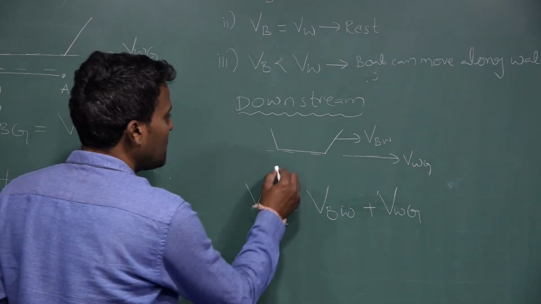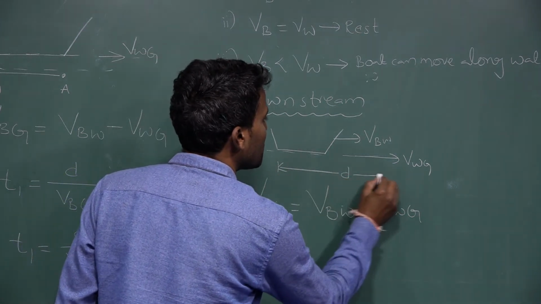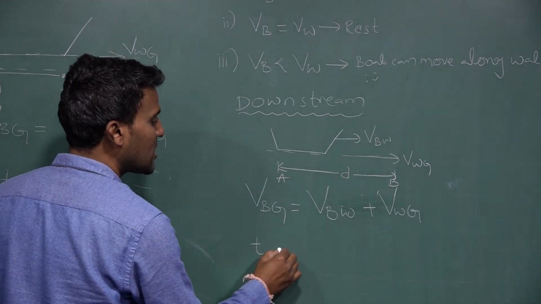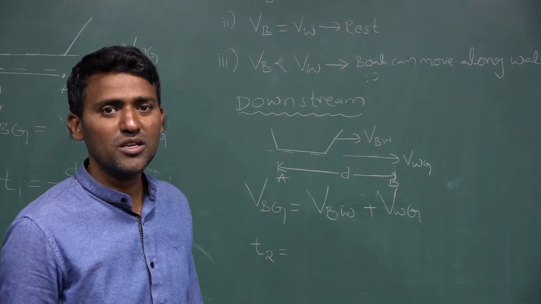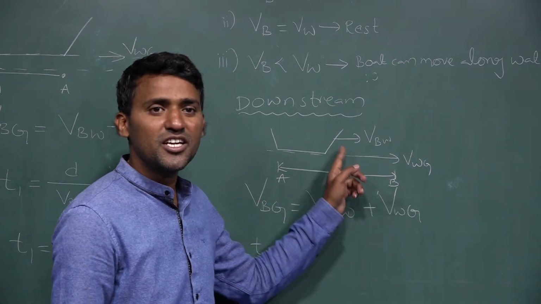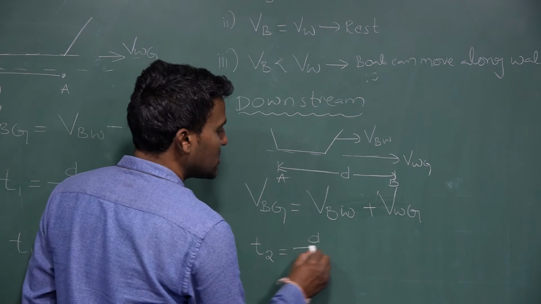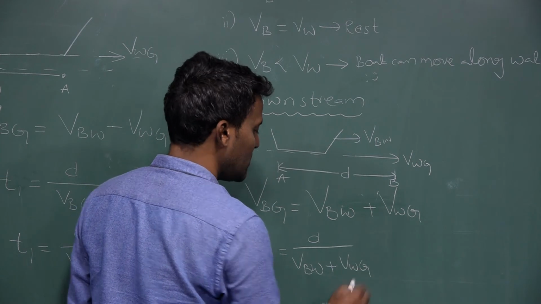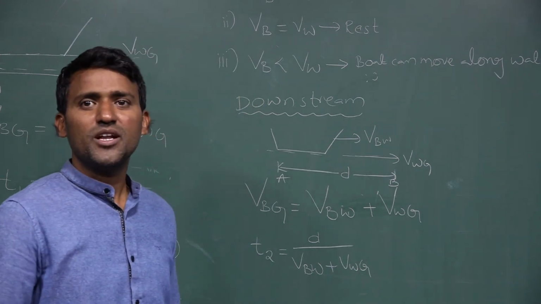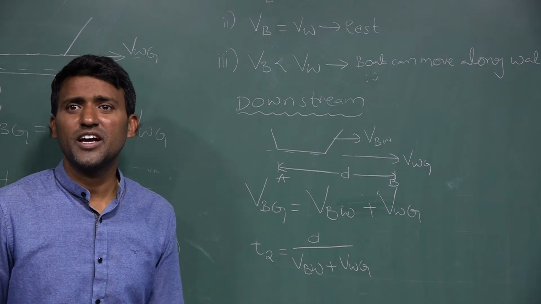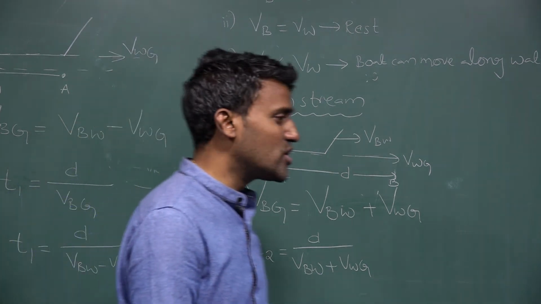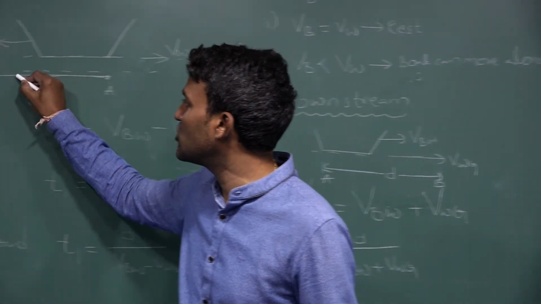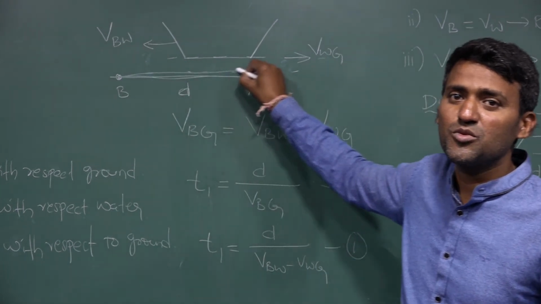Okay. Now if it is traveling a distance d from point A to B, what is the time taken by the boat? To travel distance d downstream it is d divided by the speed VBW plus VWG. Now the total time, we can write it as the total time. What is the total time for upstream and downstream? For upstream, if you take A to B, downstream is B to A.